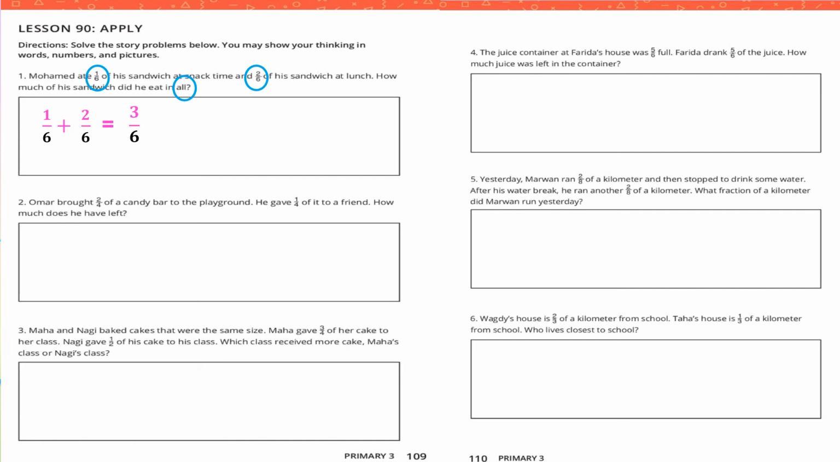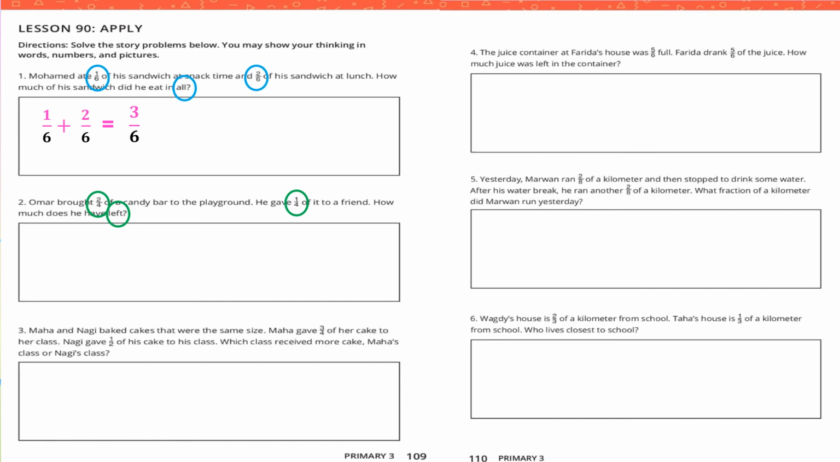Number 2. Omar brought 2 over 4 of a candy bar to the playground. He gave a quarter of it to a friend. How much does he have left? Here also we should make 3 circles: on the first fraction, on the second fraction, and on the keyword. The keyword here is left.